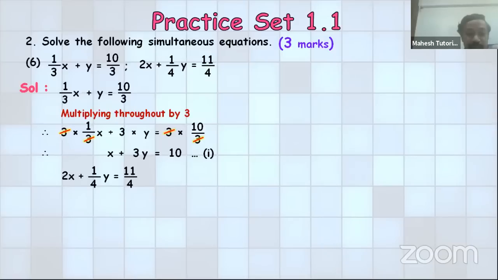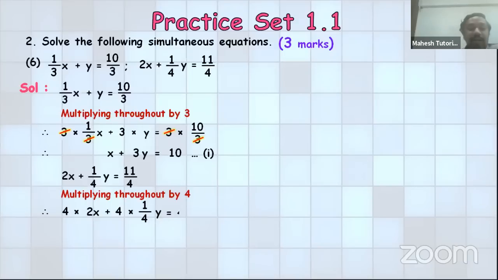Okay. Now tell me students, what is the denominator here? 4. What is the denominator here? 4. दोनों जगह पे same denominator है ना? So to get rid of this denominator, what we'll do is, very good, multiply throughout by 4. That is multiply each term by 4. Now if I multiply each term by 4, in that case, this 2x will get multiplied by 4. Then 1 upon 4y will get multiplied by 4. And 11 upon 4 will also get multiplied by 4. So in the next step, 4 and 4 will get cancelled. Again, 4 and 4 will get cancelled.